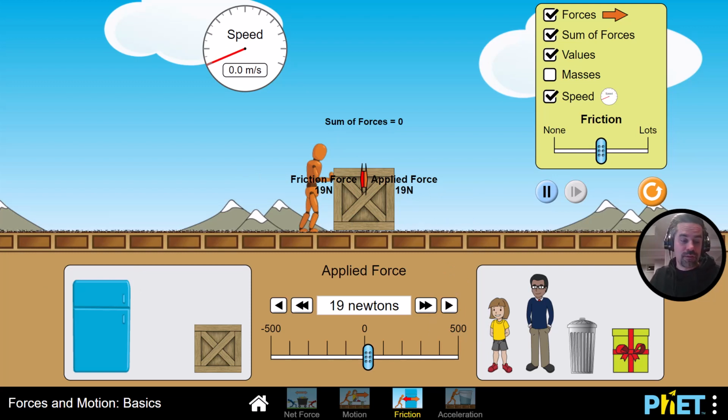All right, you've got some problems to solve, and then you're going to explore using this exact little applet too.